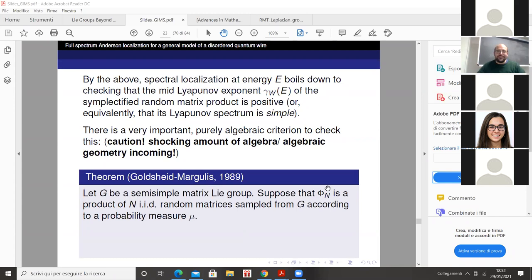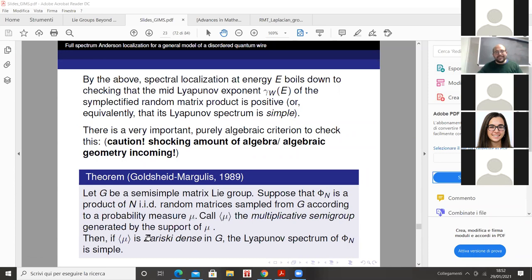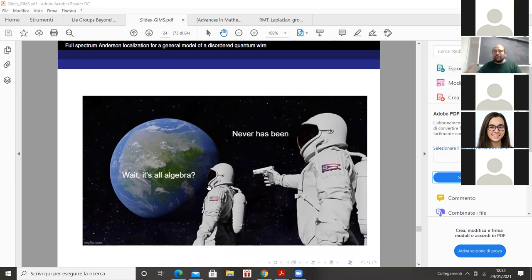there is this dichotomy. If phi n is a product of random matrices sampled according to some probability measure mu, and if we call the multiplicative semigroup the possible products of elements from its support without taking the inverses, and then if this is Zariski dense, so algebraic geometry enters here, in this semi-simple matrix group, then the Lyapunov spectrum of the matrix with probability one, I should have specified, is simple. And so you are saying, okay, so you just have to solve this algebra problem to compute the Zariski closure of your transfer matrix and everything is fine.